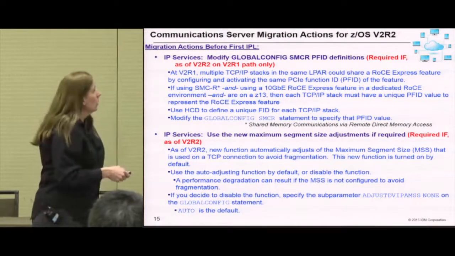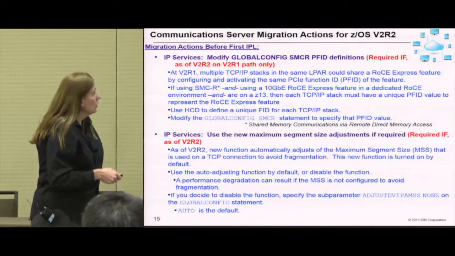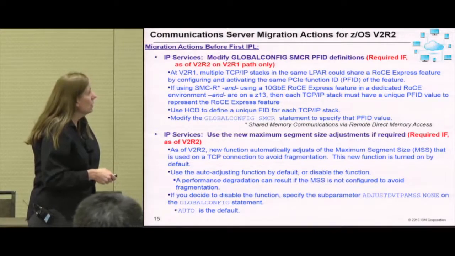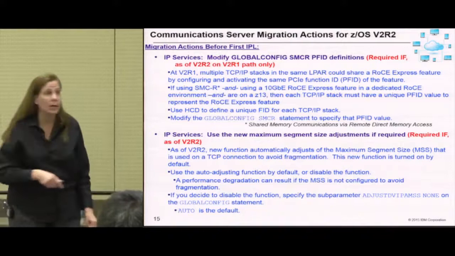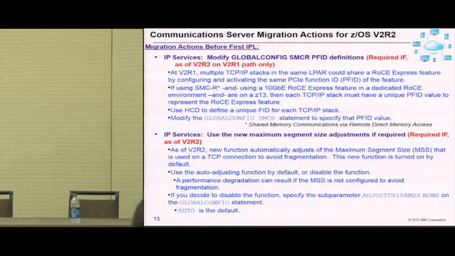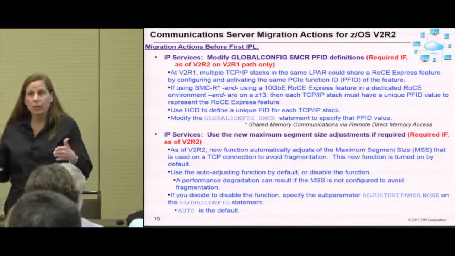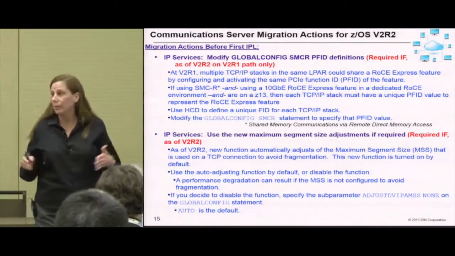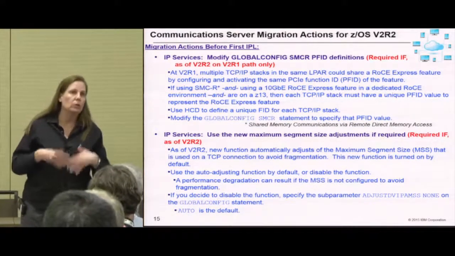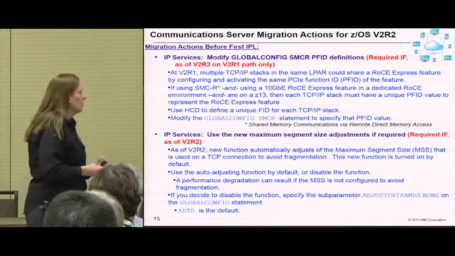Okay? So what happens in 2.2 is that we have automatically adjusting maximum segment sizes, or MSS. This automatic maximum segment size is used on TCP/IP connections in order to help avoid fragmentation. So this is a good thing. You can see why we automatically have turned this on.